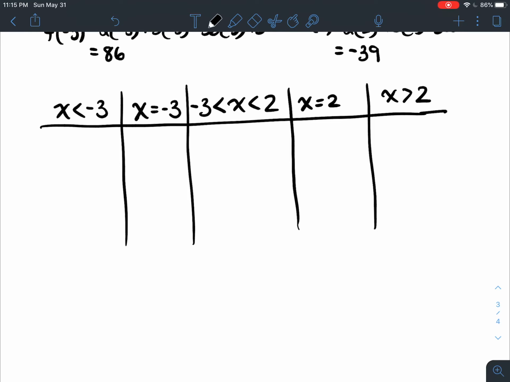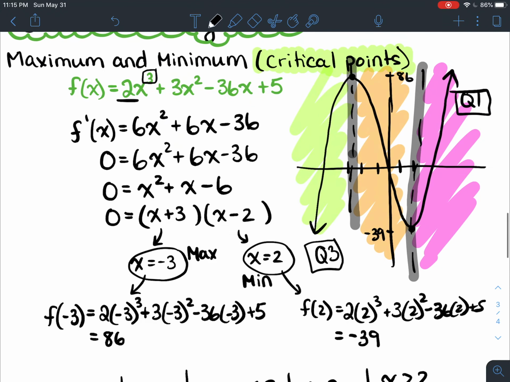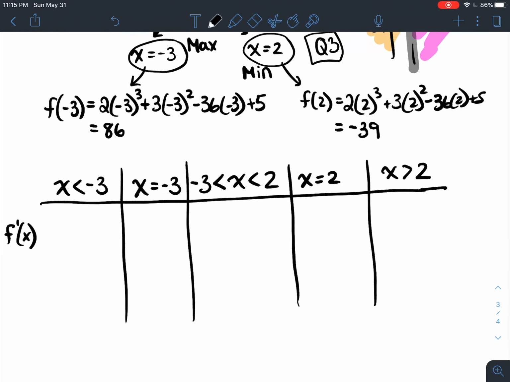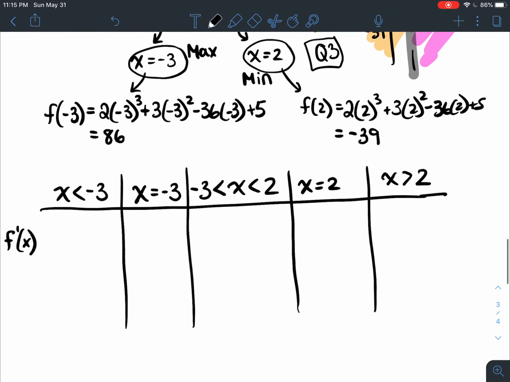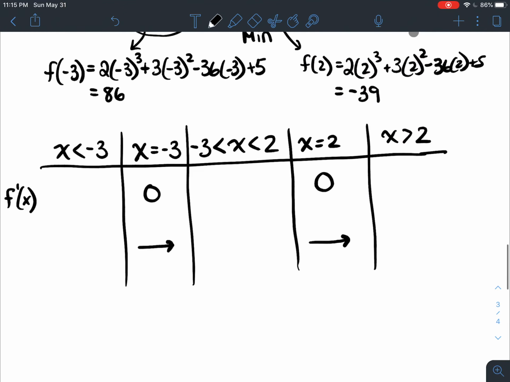So I'm going to make a little table, and I'm just going to use my first derivative, this guy, to show what's happening. So I know the derivative at x equals -3 is 0 here and here. And since I know it's 0 there, I know my graph has a rate of change of 0. It's going to be flat because it's a max and a min. Okay, cool. But what's happening when x is less than -3?